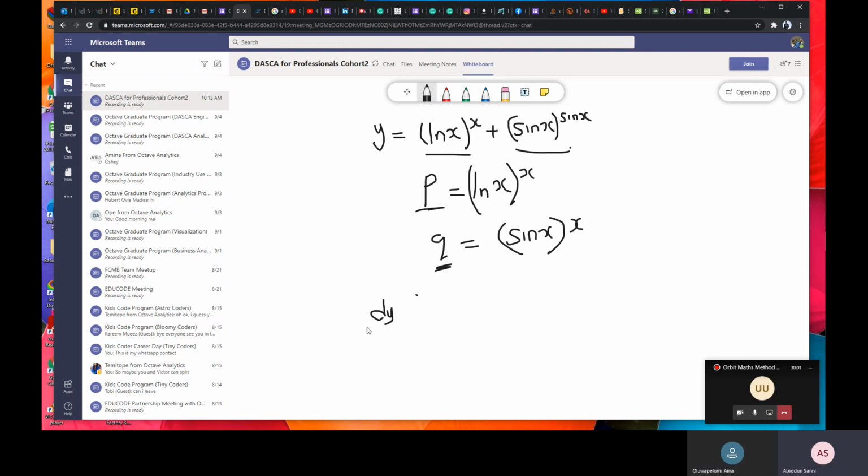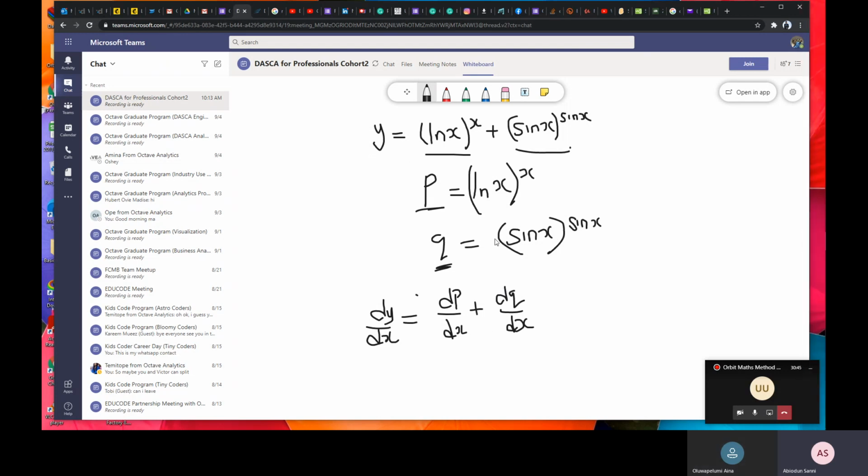So dy/dx will be equal to dp/dx, the derivative of p with respect to x, plus dq/dx. Why is it x always power sine x? Oh, sorry, it's supposed to be sine x, not x. Sorry, that was a mistake. Yes, that was a mistake.